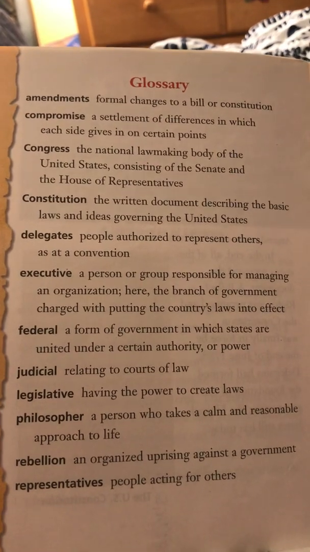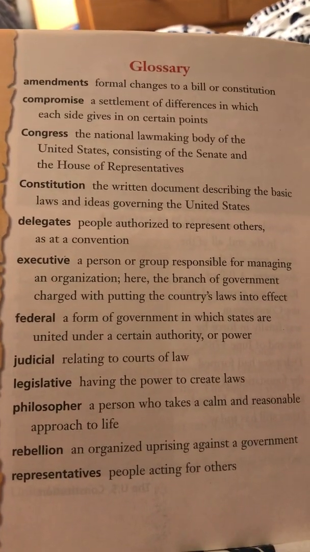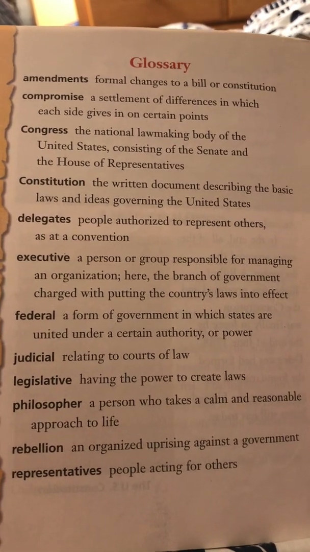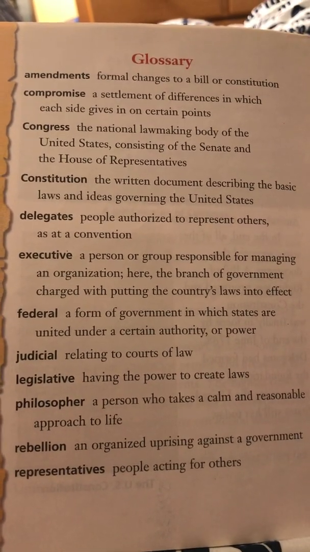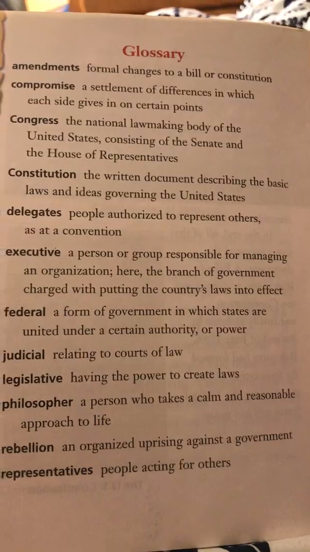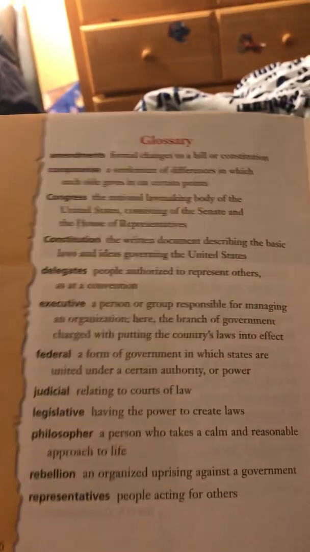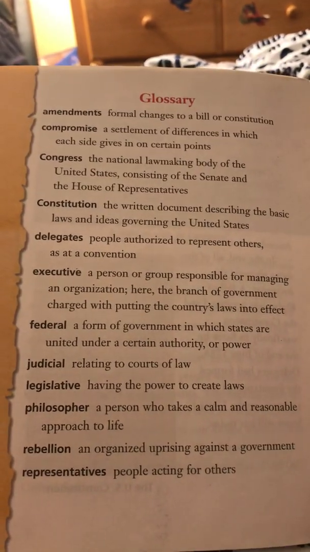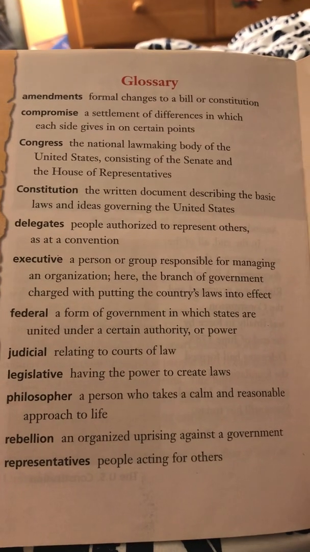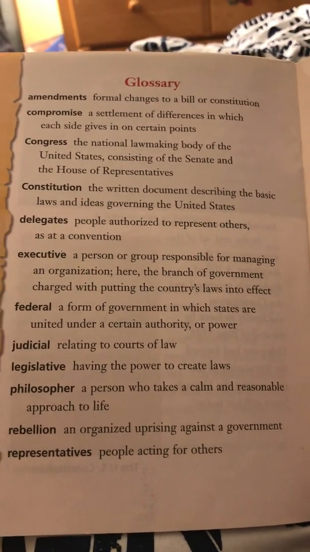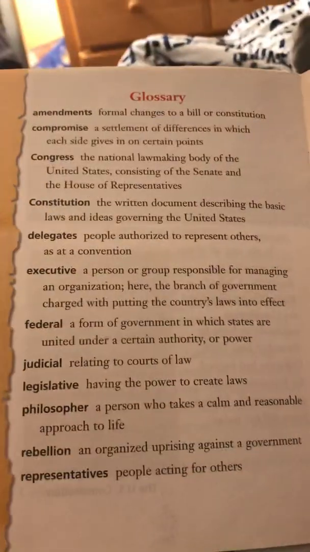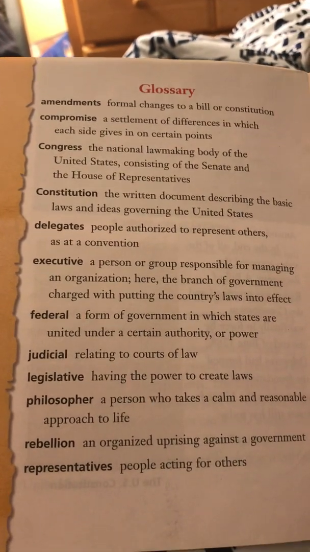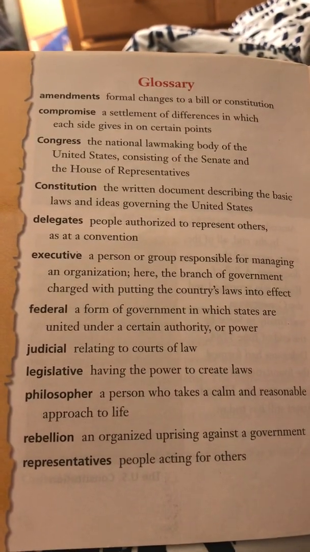Constitution. The written document describing the basic laws and ideas governing the United States. Delegates. People authorized to represent others, as at a convention. Executive. A person or group responsible for managing an organization. Here, the branch of government charged with putting the country's laws into effect. Federal. A form of government in which states are united under a certain authority or power.